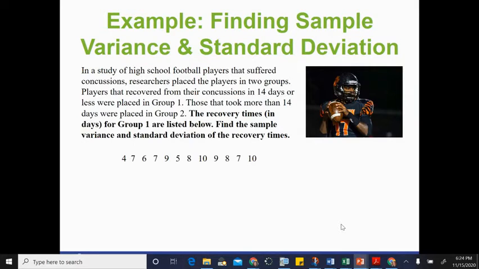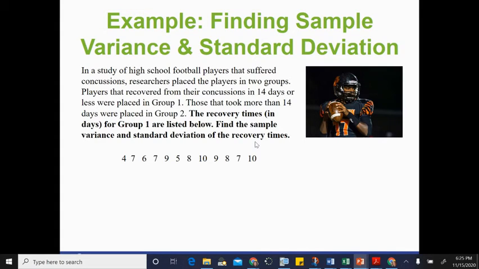Okay, next example. Ooh, football, right? In a study of high school football players that suffered concussions, ouch, researchers placed the players in 2 groups. Players that recovered from their concussions in 2 weeks, 14 days or less were in group 1. The ones that took longer were in group 2. So we have 2 groups, 2 samples, and the recovery times in days for group 1 are listed below. Now we're using sample this time because it wasn't the whole group. It wasn't all the football players. It's only from group 1. Find the sample variance and standard deviation of the recovery times.